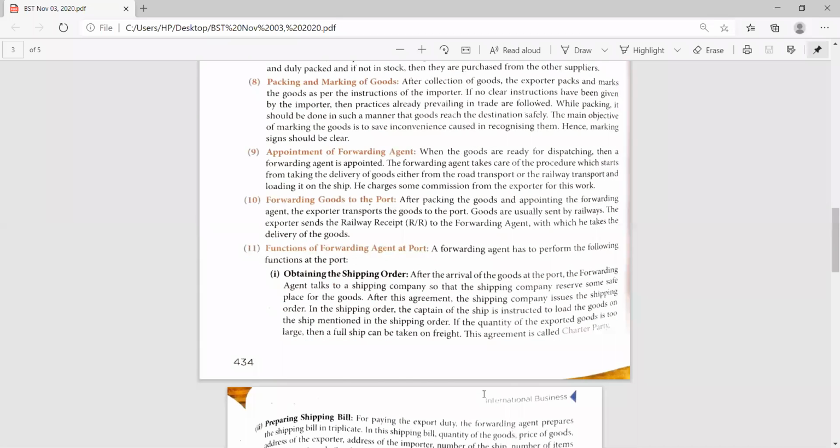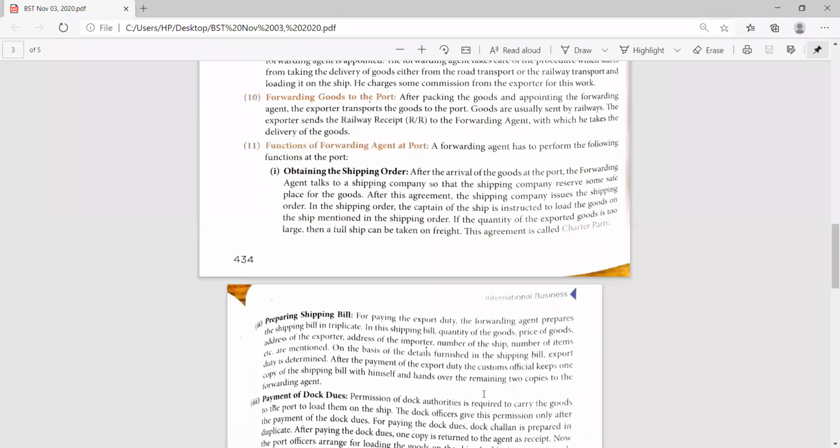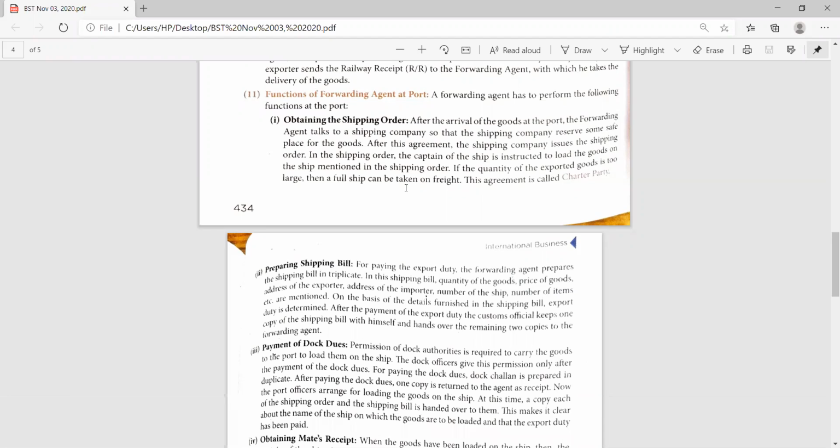Now, the forwarding of goods to the port. After packing the goods and appointing the forwarding agent, the exporter transports the goods to the port. Goods are usually sent by the railway, and a railway receipt, RR, is sent to the forwarding agent, with which he takes the delivery of the goods. Now the functions of the forwarding agent at the port.